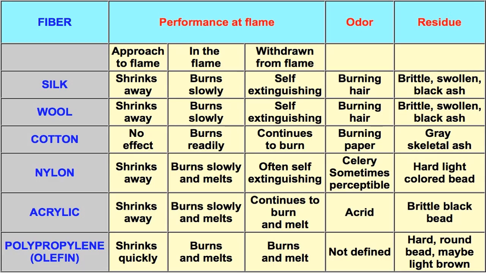Here we will see a comparison between different kinds of fibers in the burning test, how each behaves during burning, how the odor is, and what the residue or ash characteristics are. For performance at burning, we have three aspects. One is the behavior when it is approaching the flame, then how it is burning in the flame, and how it behaves when it is taken away from the flame. These three specific characteristics we will see for each fiber.